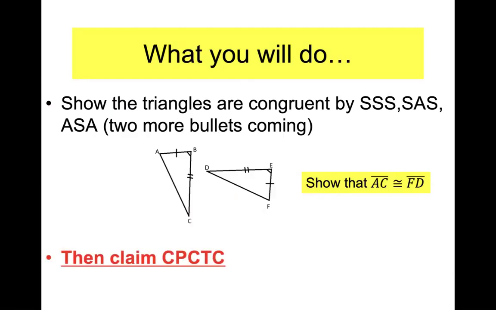Now, why does that work? Well, let's think about what CPCTC means. CPCTC means the corresponding parts of congruent triangles are congruent. So therefore, if you want to show that the two segments or the two angles are congruent, and they're part of two congruent triangles, then all the corresponding parts are congruent. So the two parts that we're trying to show are congruent are part of congruent triangles, and they're corresponding, therefore they must be congruent.